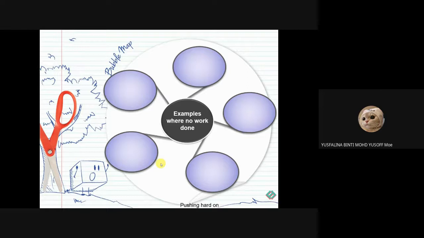Examples of when no work is done: pushing hard on a box which does not move. Let's say the box is too heavy and you try to push it, and it will not move. So that means there will be no work done. Even how hard you give a force to it, it's still considered no work done. Standing still with the load on one shoulder. If you take your bag and just stand there, they consider there is no work done because there is no change in movement or change in distance.